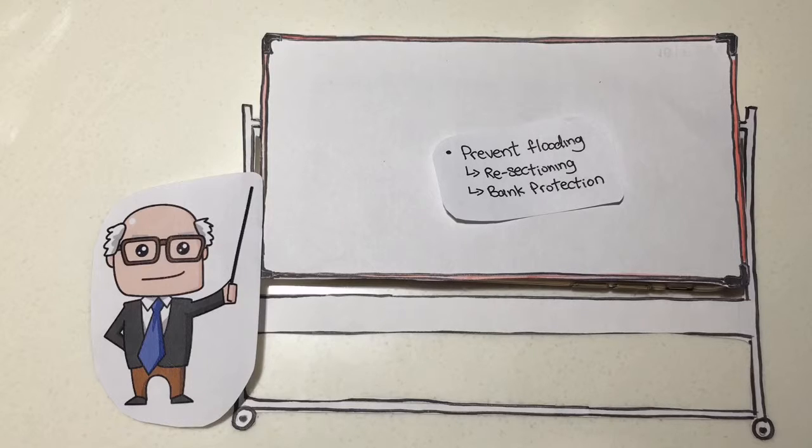A method of bank protection is building artificial levees or dikes. These walls of sand and stone or concrete are built along rivers that often overflow their banks. This structure increases the capacity of the river to hold water, therefore reducing chances of flooding.